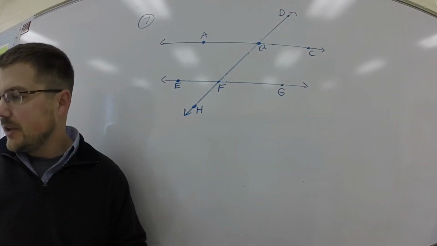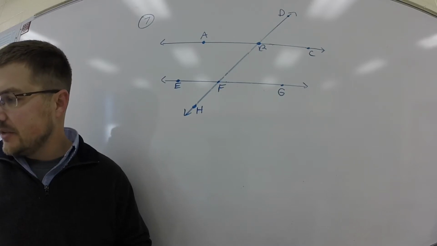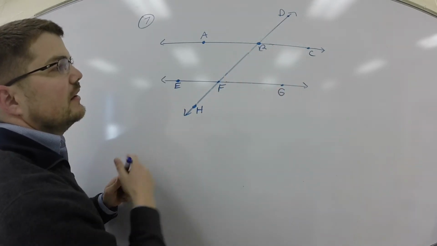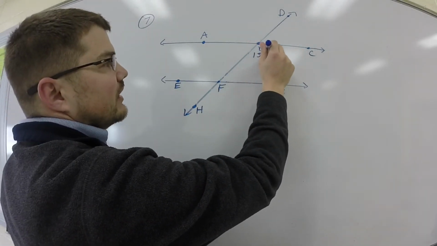Okay, number 7, the measure of angle FBC is 15x plus 10. So let's write that. FBC is 15x plus 10.